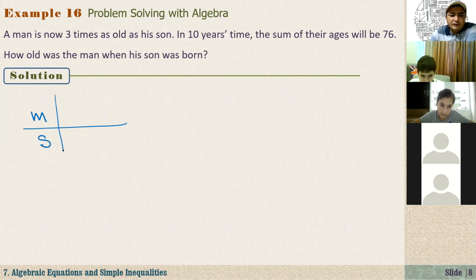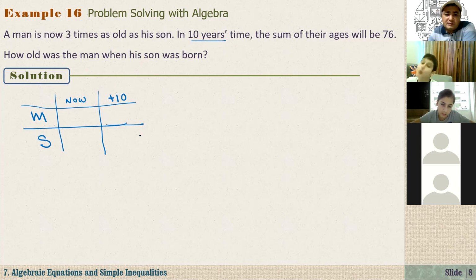So from here, we are talking about two different times. Number one is now, the present time, right? And the second one is in 10 years' time. So that is plus 10. I can just write plus 10, you can understand this. Now, a man is now 3 times as old as his son. Do we know his son's age right now? We don't know. No. And let's say his son is now n years old.